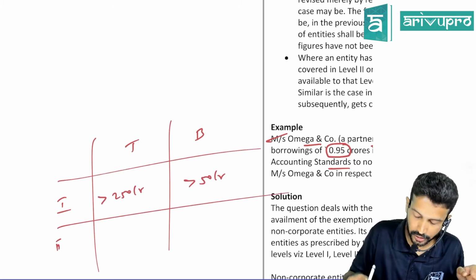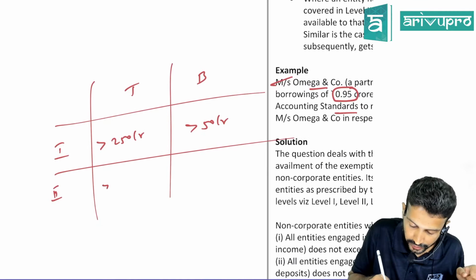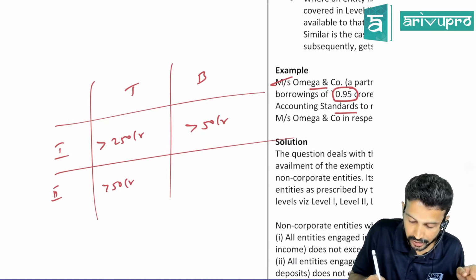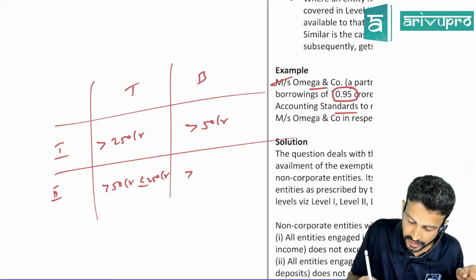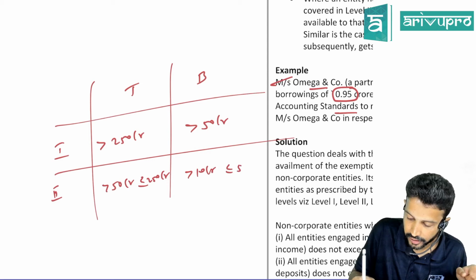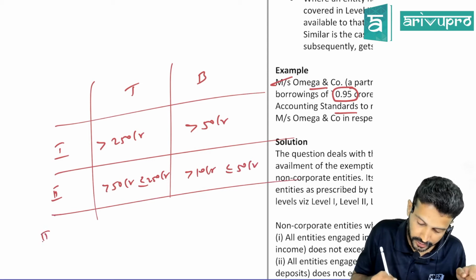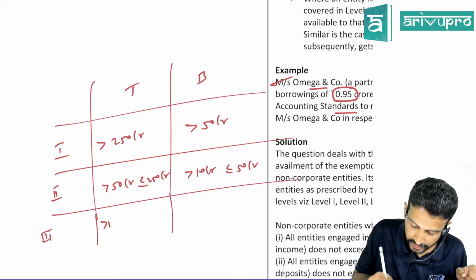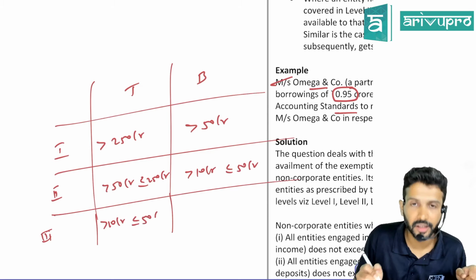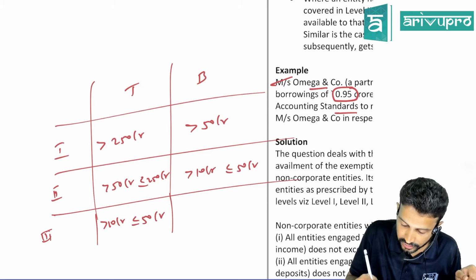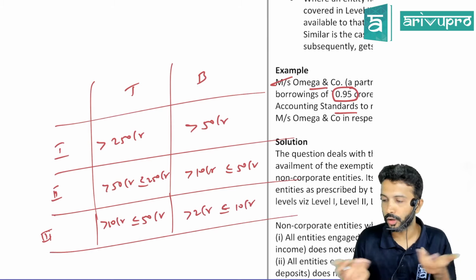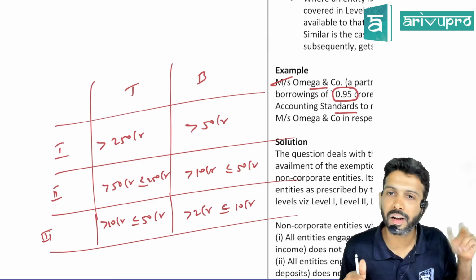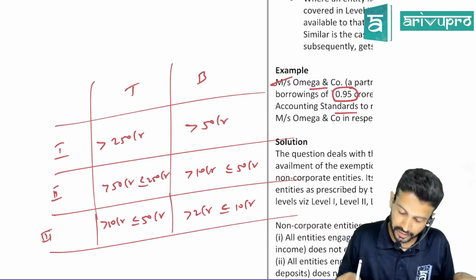For a level 2 entity, turnover exceeds 50 crore but does not exceed 250 crore. Borrowing exceeds 10 crore but does not exceed 50 crore. Level 3 entity, turnover exceeds 10 crore but does not exceed 50 crore. Borrowing exceeds 2 crore but does not exceed 10 crore. Level 4 is the leftover scenario. Not a level 1, level 2, level 3 means automatically level 4.